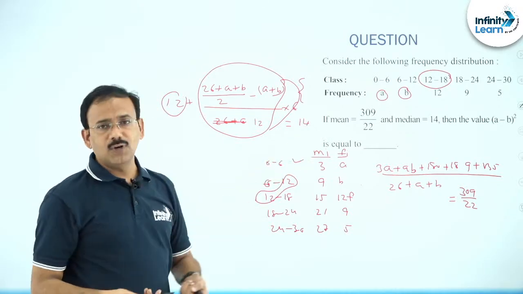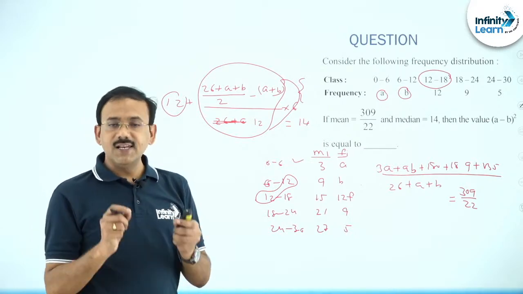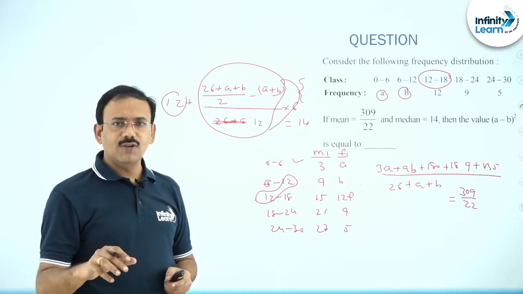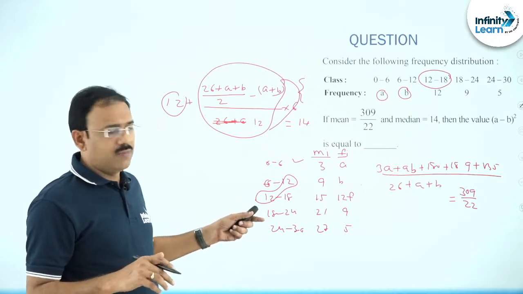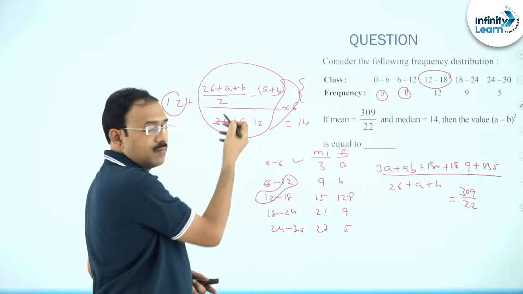Now, (a minus b) whole square is what is asked. It takes little time, friends, but you will definitely get the answer. Even though you see it, it won't take more than 2 minutes. One step mean, second step median.